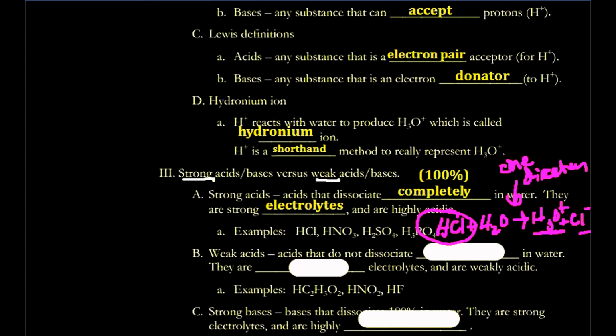This is to separate it from weak acids, which do not dissociate completely. They are weak electrolytes, which means they don't conduct electricity very well, and they are weakly acidic. So hydrogen fluoride here is another example of this.